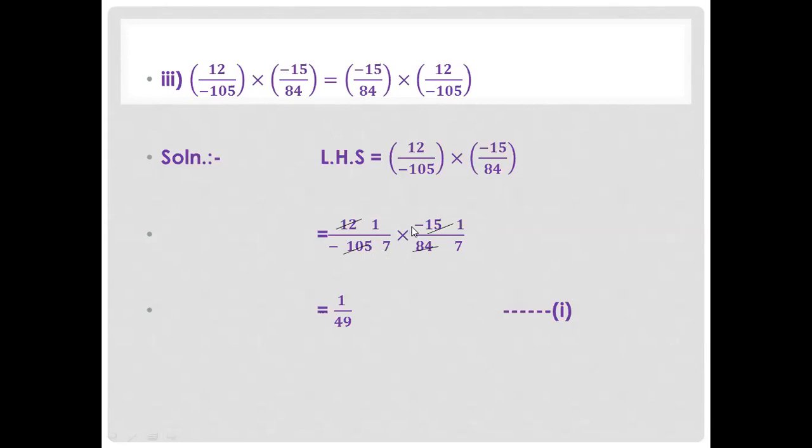Now this is a minus sign and this is a minus sign, so both minus signs will cancel each other. So we have 1 multiplied by 1, 1 ones are 1, 7 multiplied by 7, 7 sevens are 49. So we get 1 over 49 on the left hand side. This is the first answer. The left hand side answer we name answer 1.